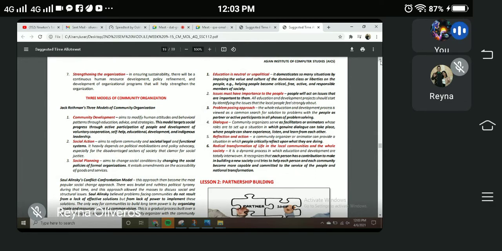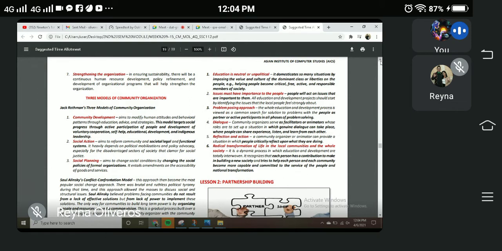Diba? It domesticates so many situations by imposing the value and culture of the dominant class or liberties of the people. This helps the people become critical, free, active, and responsible members of the society. Then, number 2 is issues must have importance to the people, because the people will act on issues that are important to them. And all education and development projects should start by identifying the issues that the local people feel strongly about.